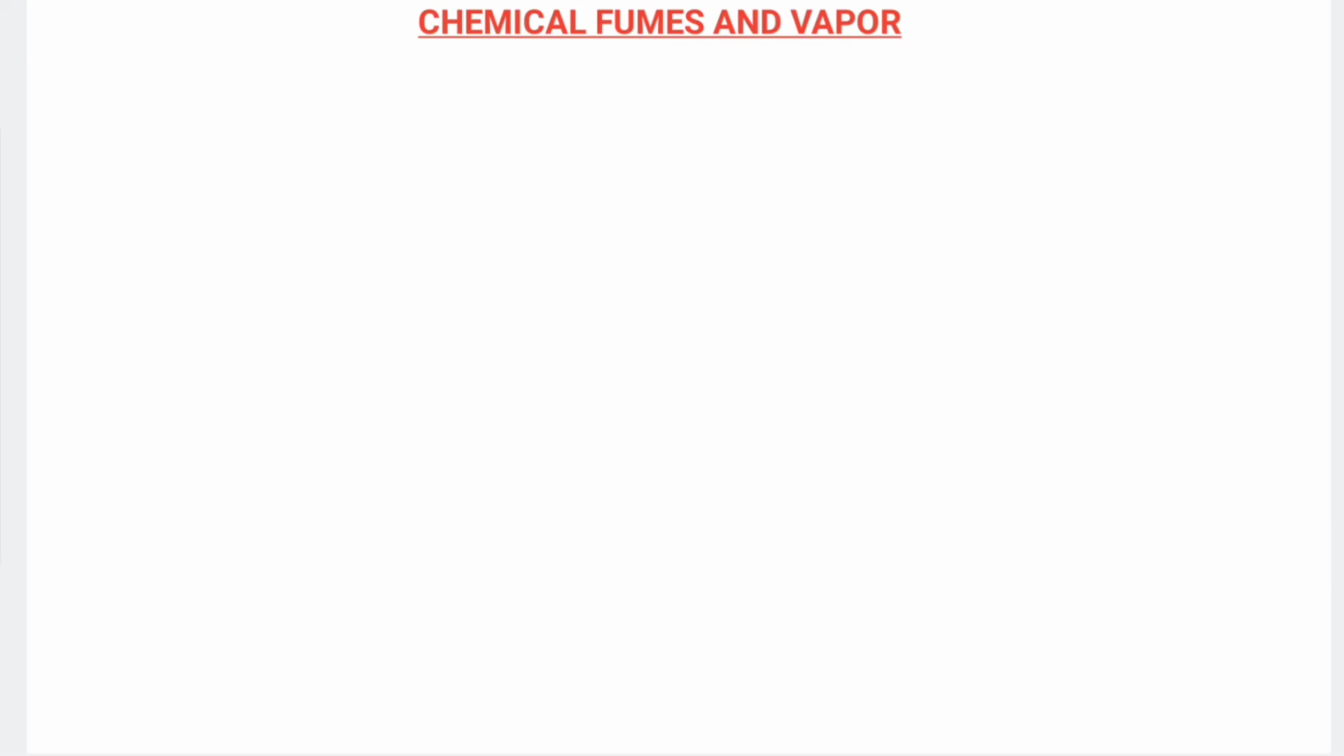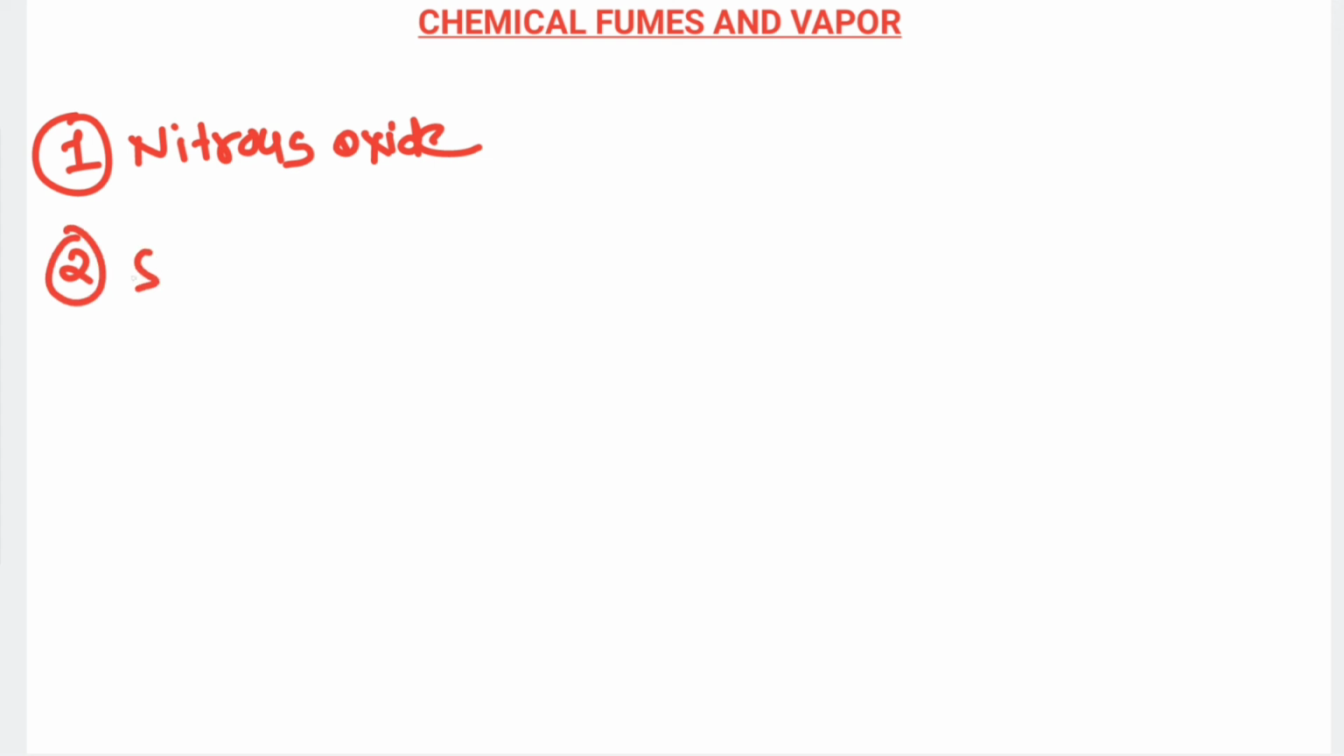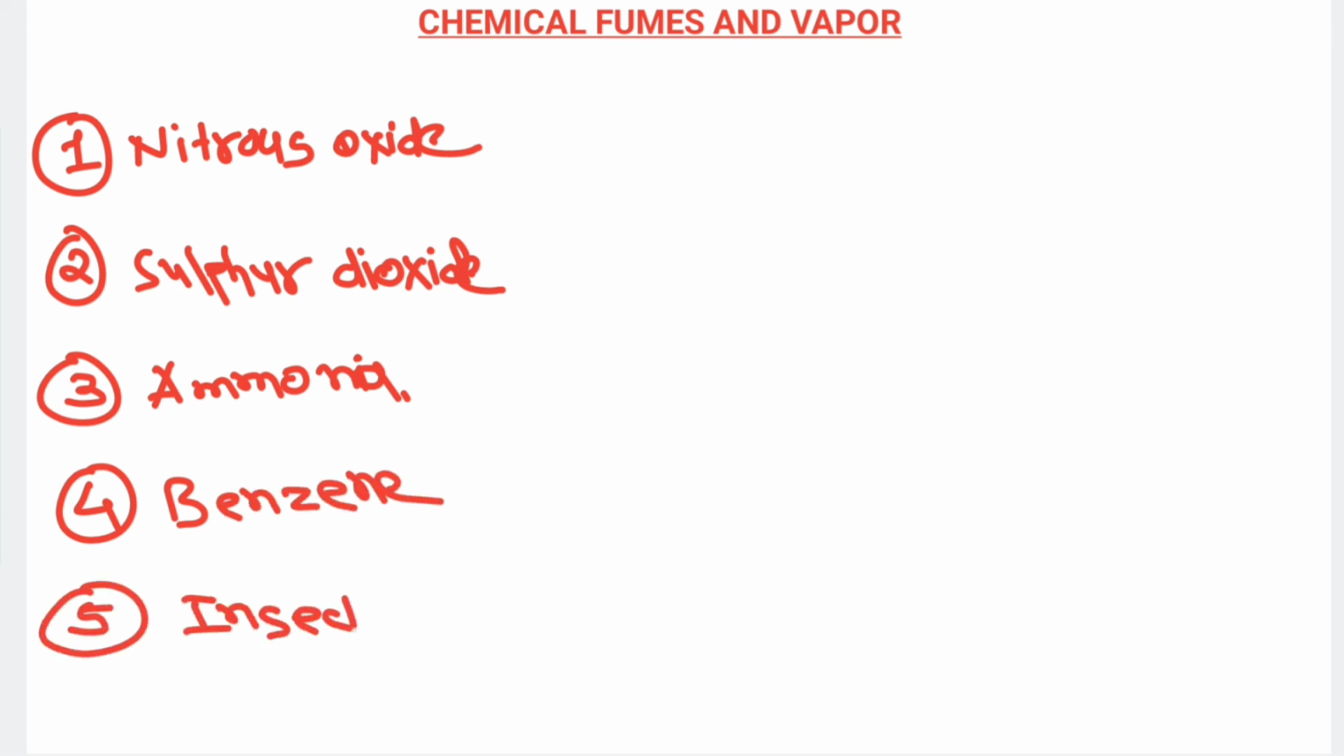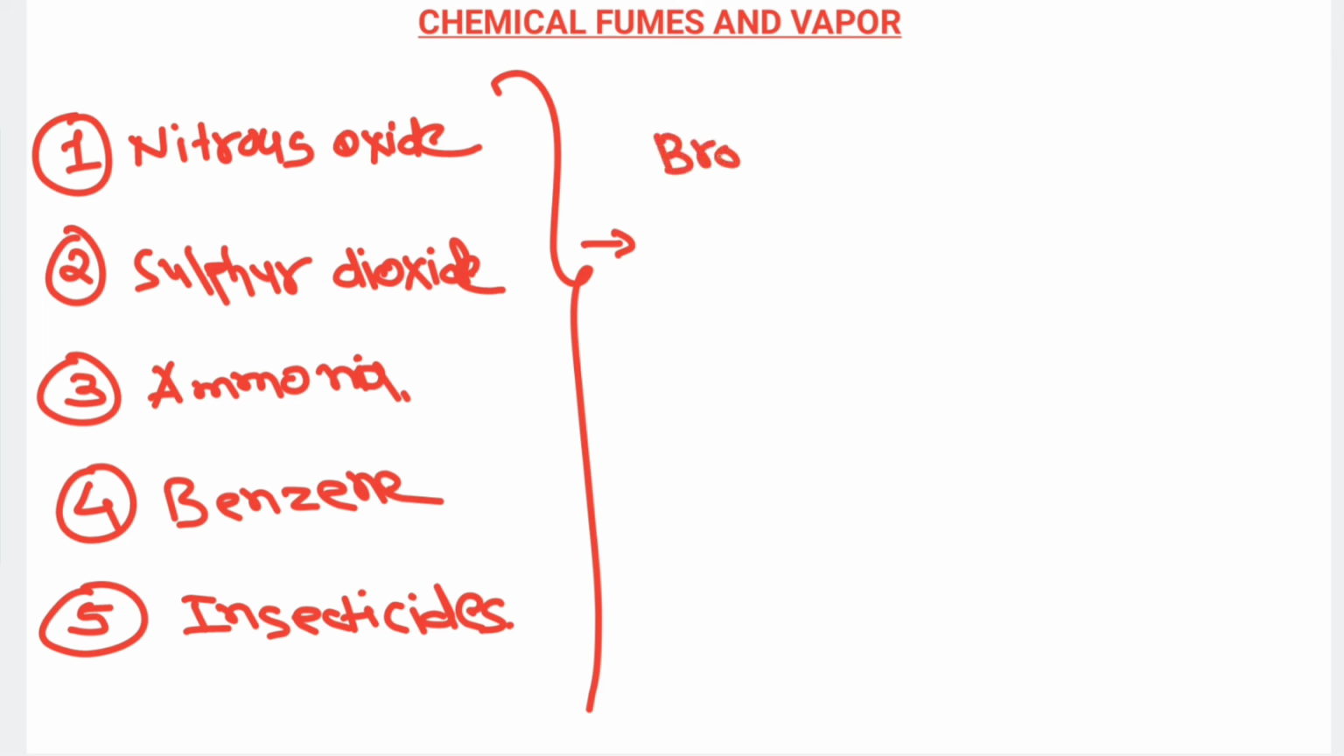Now chemical fumes and vapor. Fourth category of pneumoconiosis is chemical fume and vapor exposure. So the examples of that include nitrous oxide, then sulfur dioxide, then ammonia, then benzene exposure, then insecticides, right? All that are example of chemical fumes and vapor, and that can lead to development of bronchitis, asthma, like that of various respiratory disease, right?